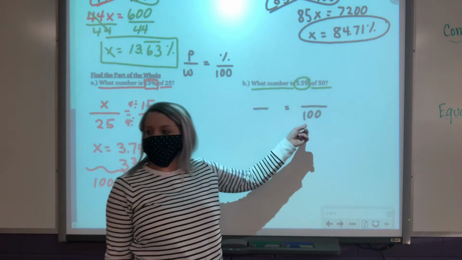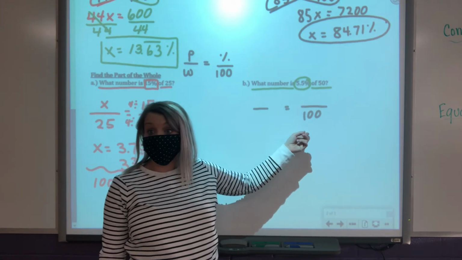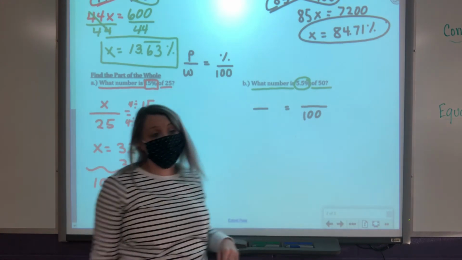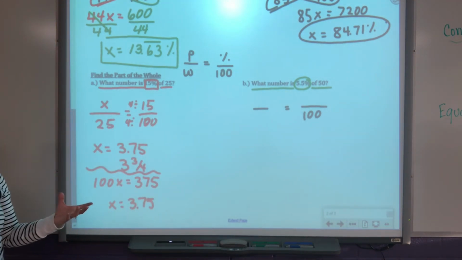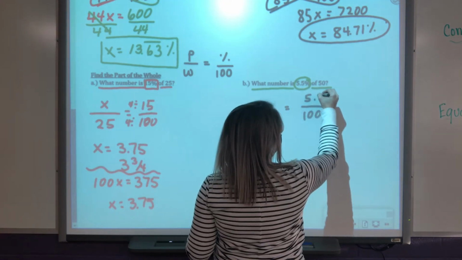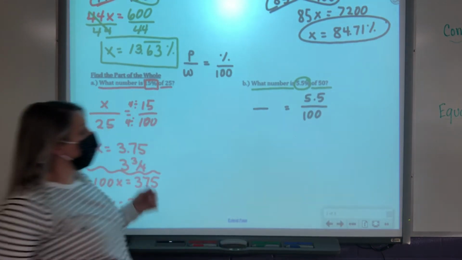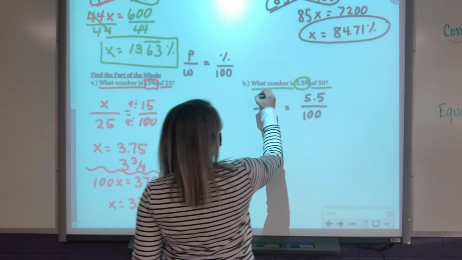I always do this first because I know something's going to be over 100, right? In this case, what's going to be over 100? 5.5. Can I have a decimal in there? Yeah, that's okay. I'm okay with that. So what's our other ratio? What is our other ratio? Bob? X over 50. Very good.